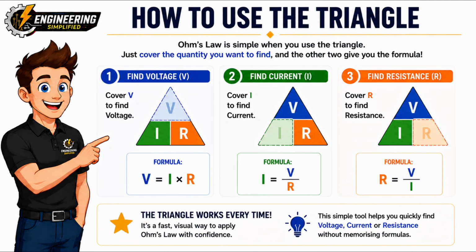Here's how it works. Cover the value that you want to calculate. If we cover V, we are left with I multiplied by R. So voltage equals current multiplied by resistance. If we cover I, we are left with V divided by R. So current equals voltage divided by resistance. And if we cover R, we are left with V divided by I. So resistance equals voltage divided by current. It's a very simple technique, but it makes using Ohm's law much easier.